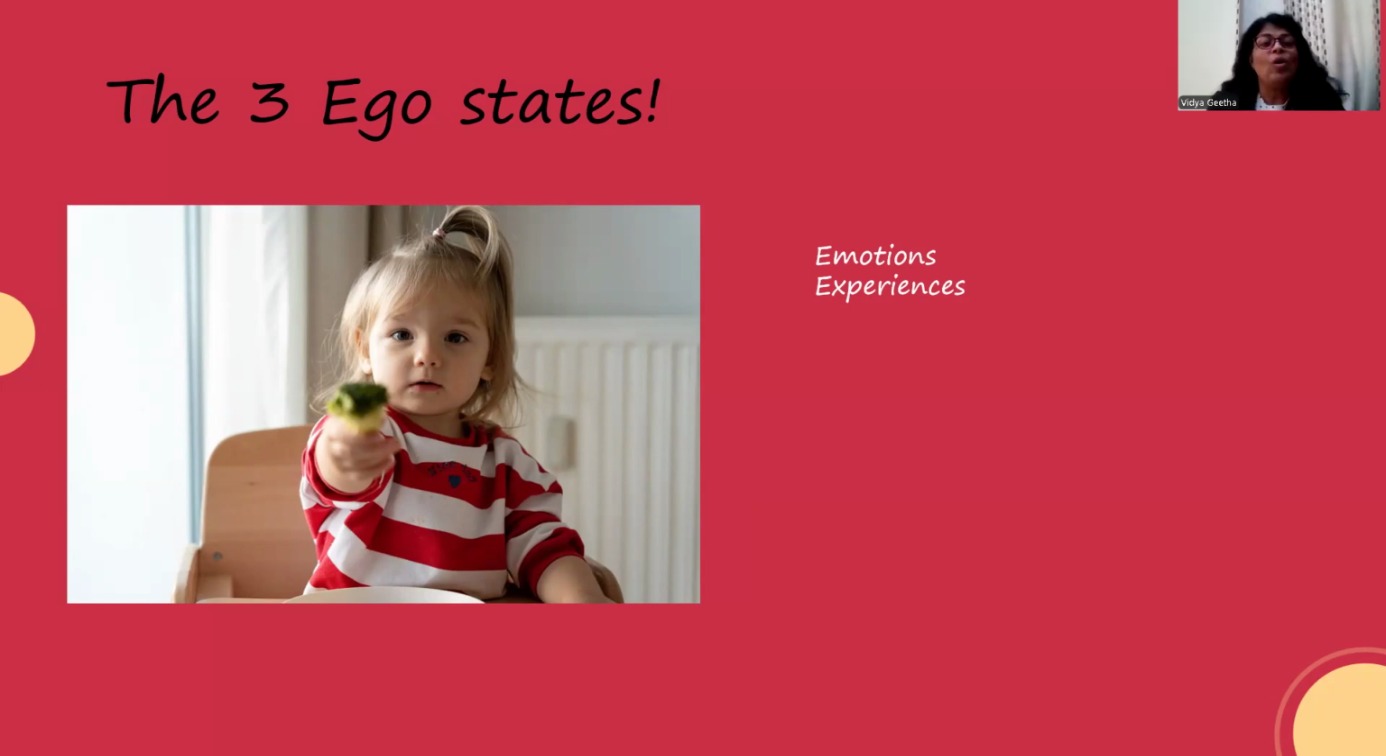Why? All enjoyment comes from the child ego state. So if we have to enjoy life, we need this very important ego state. This ego state has all the recorded information of emotions and experiences. Everything is recorded and stored and kept there. So based on these recordings, we might behave in a particular way.